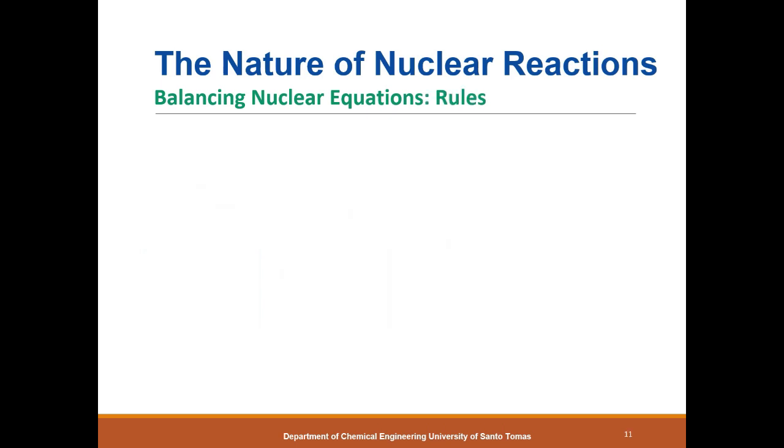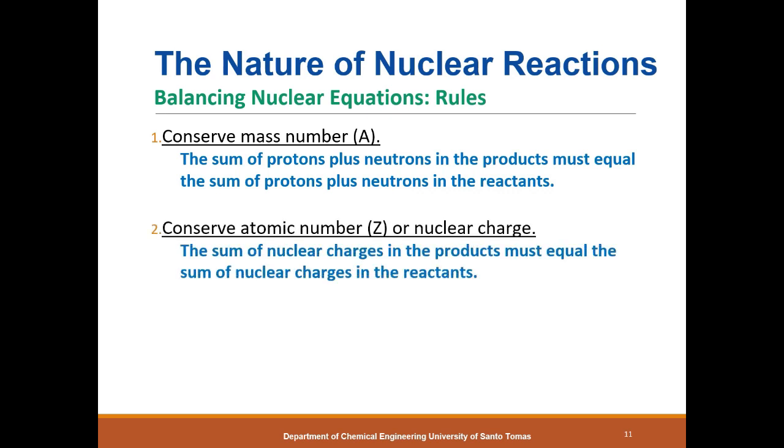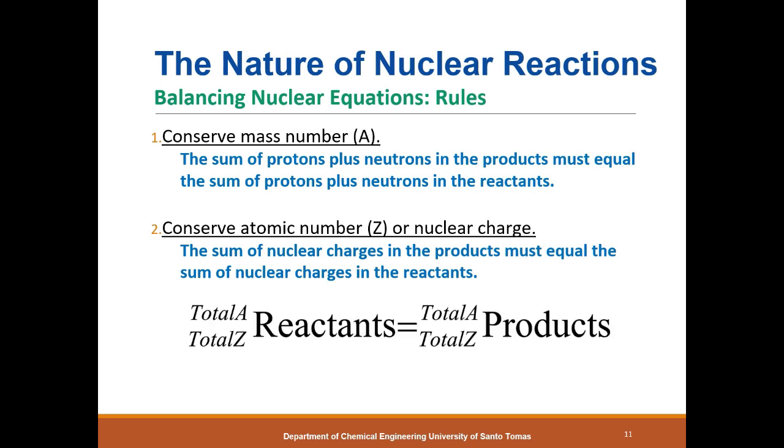Like chemical reactions, nuclear equations need to be balanced, and in doing so, we apply these two rules. First is the conservation of the mass number A. It says that the sum of the protons plus neutrons in the products must equal the sum of the protons plus neutrons in the reactants. The second rule is the conservation of the atomic number Z, or the nuclear charge. It says that the sum of the nuclear charges in the products must equal the sum of the nuclear charges in the reactants. In a nutshell, this can be summarized in this equation.